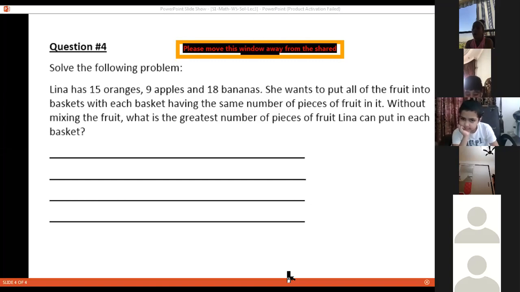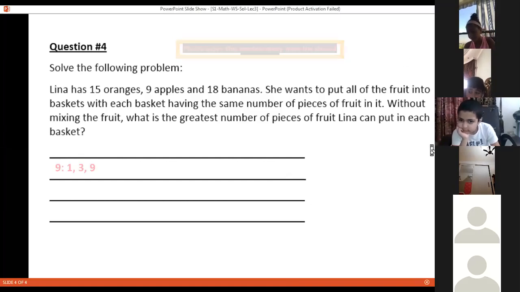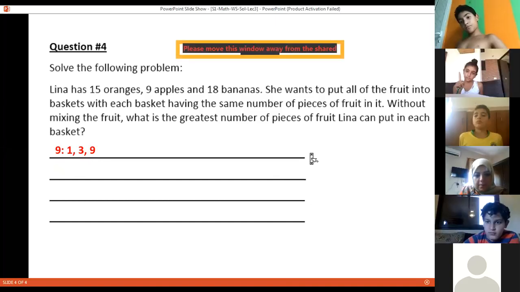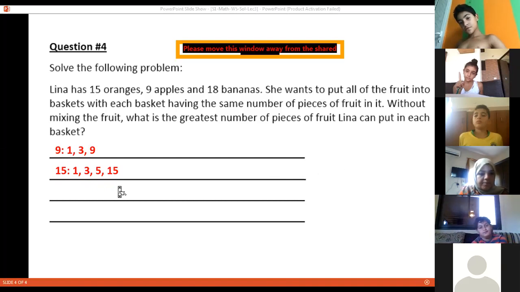1, yes. 3, yes. And that's it. 1, 3, and itself, which is 9. So the factors of 9 are 1, 3, 9. Very good, Ali. And now I need to find the divisors of 15. So the divisors of 15 are 1, 3, 5, and 15.